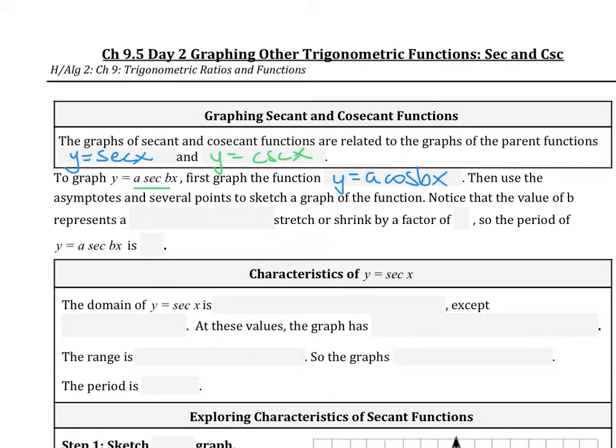What you need to notice is that the value of b, if we remember, represents a horizontal stretch or shrink. It just changes the period by a factor of 1 over b. So the period of y equals a secant of bx is 2 pi over b. So it's the same as cosine.